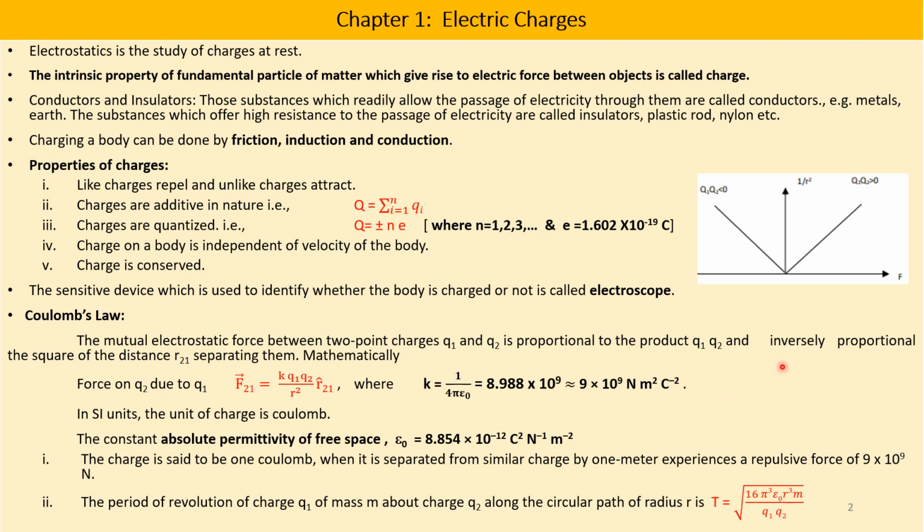If you plot the value of Q1 and Q2 against 1 by r square, the graph is shown in this figure. If Q1 into Q2 is negative, that is on the left side, less than 0, the graph is in the second quadrant. And if the value of Q1 and Q2 is positive, that is greater than 0, this is the plot on the right hand side. Here force is on the x-axis and 1 by r square is plotted on the y-axis.